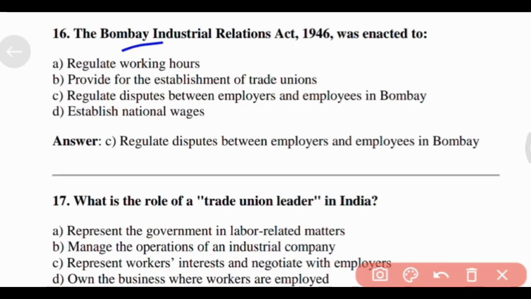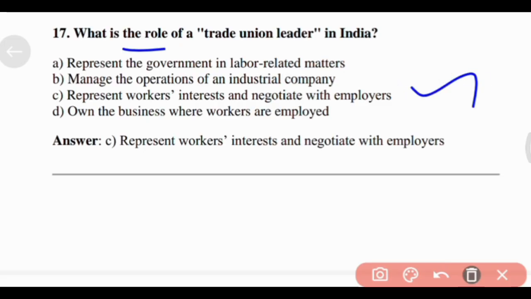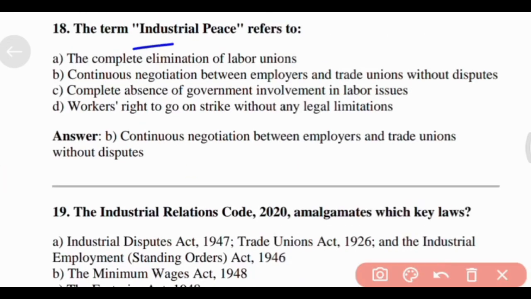The Bombay Industrial Relations Act 1946 was enacted to option C, regulate disputes between employers and employees in Bombay. What is the role of a trade union leader in India? Option C, represents workers' interests and negotiates with employers. The term industrial peace refers to option B, continuous negotiation between employers and trade unions without disputes.